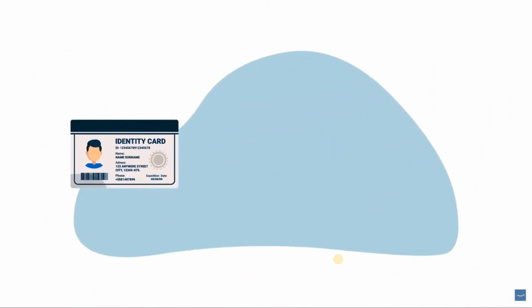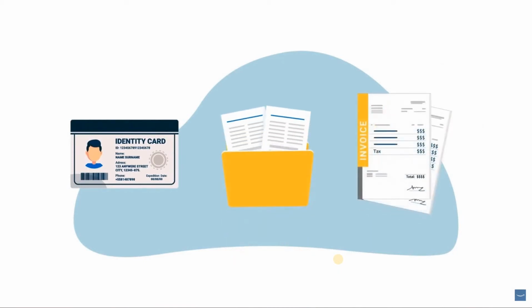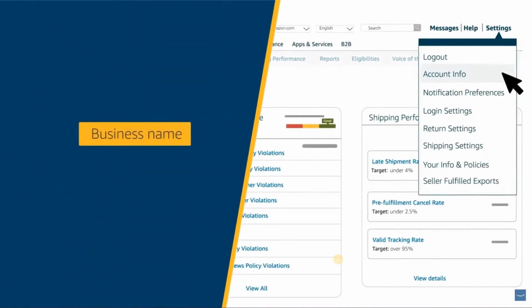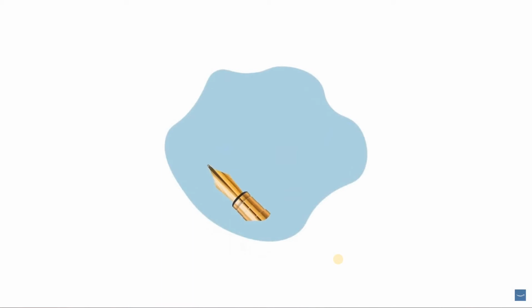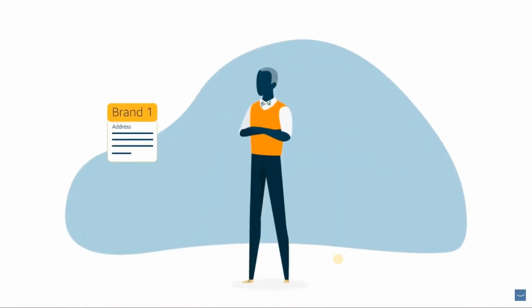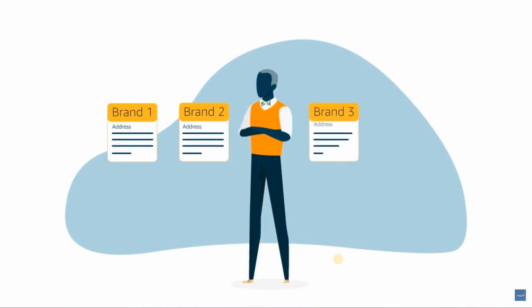For some account deactivation or listing level violations, you may need to provide documentation verifying your identity, business documents, or invoices. It is important to ensure that you have correctly entered your business name and address in the Account Information tab under Settings. This helps in the verification of your identity, and this process also helps you navigate the appeal process more easily. If you operate multiple businesses, you may enter multiple addresses and business names accordingly.